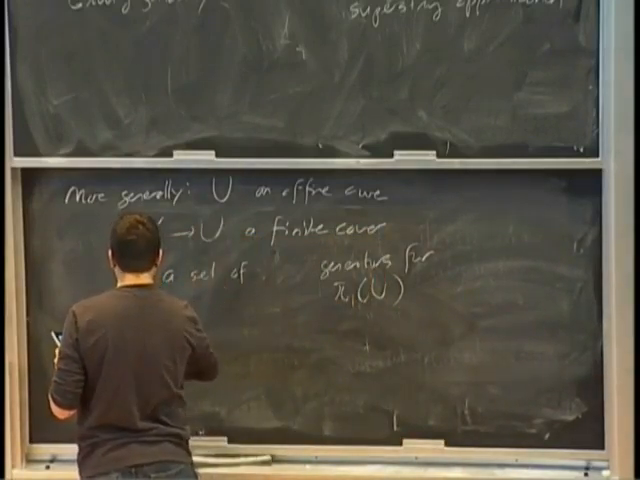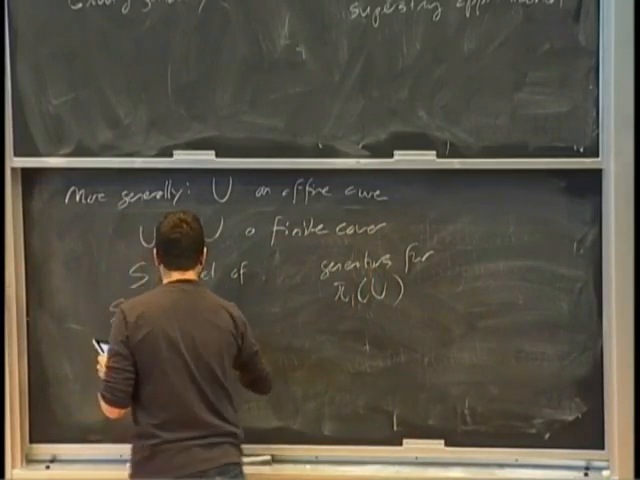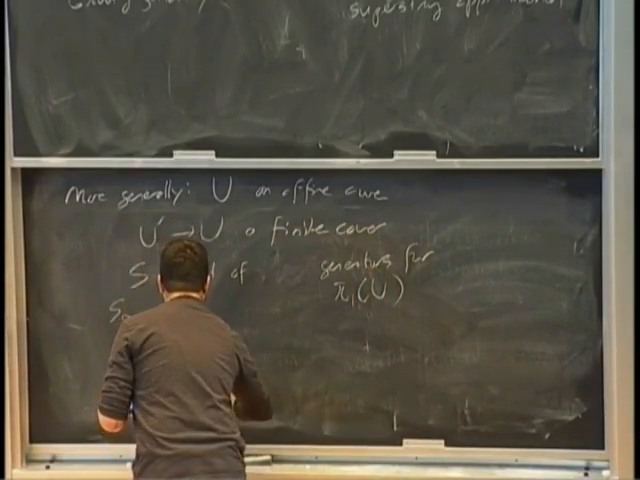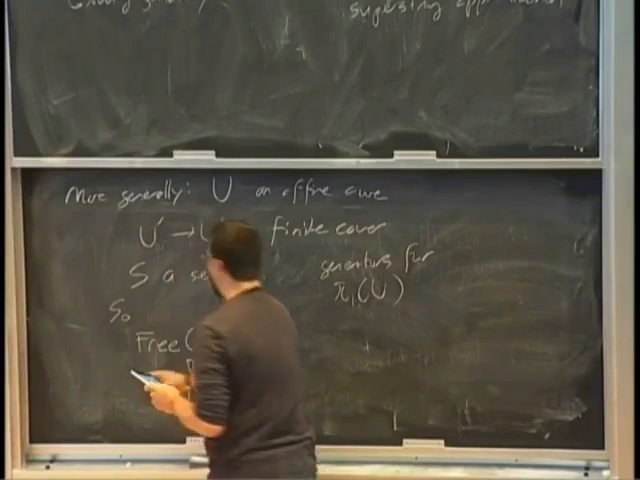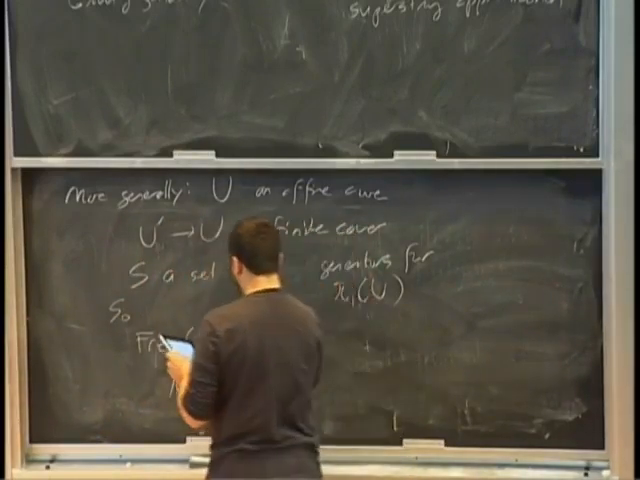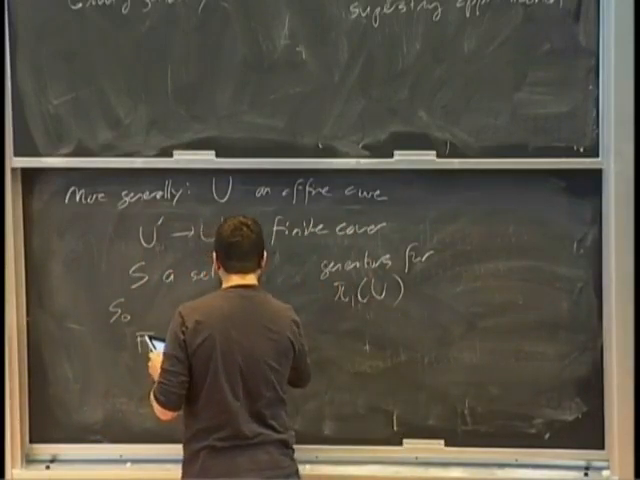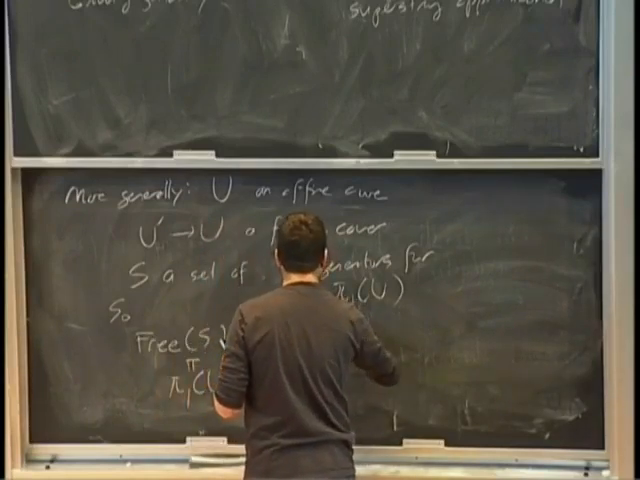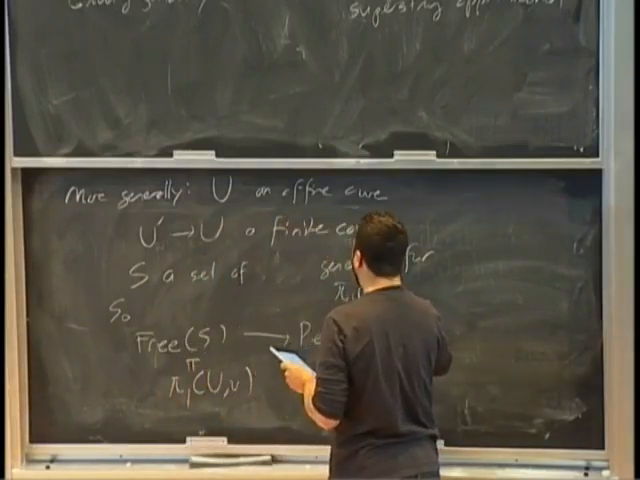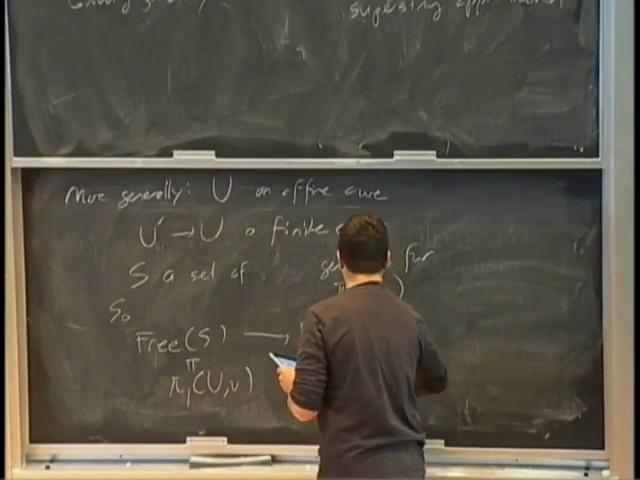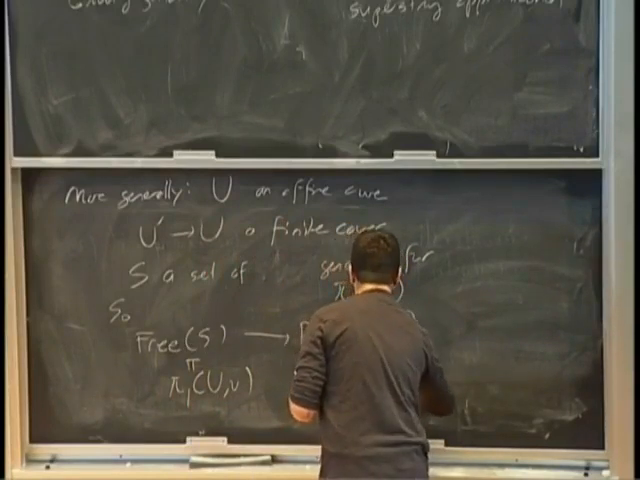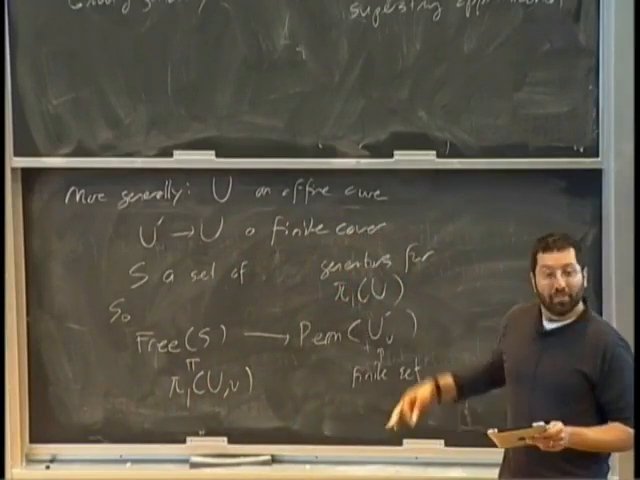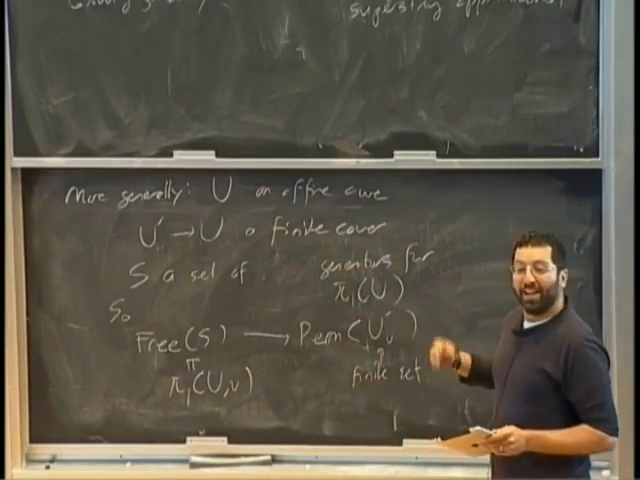So you have a free group generated by S, otherwise known as the fundamental group of the base located at some base point. And it's going to act by permutations on the fiber of U prime over this point. So I'll just remark this is a finite set. So of course this can be described by a Cayley graph, or more precisely by a Cayley-Schreier graph, right?